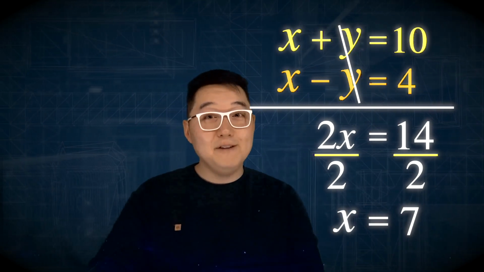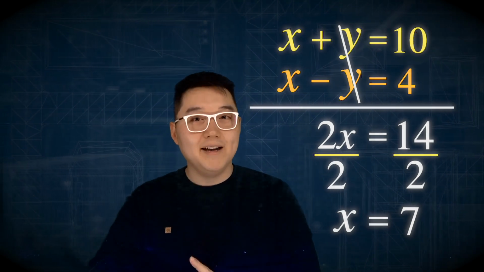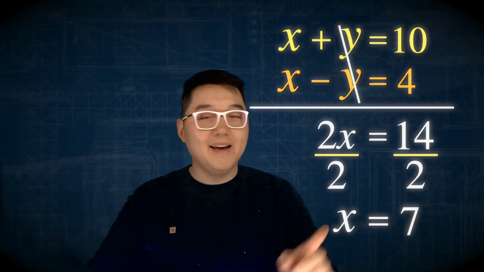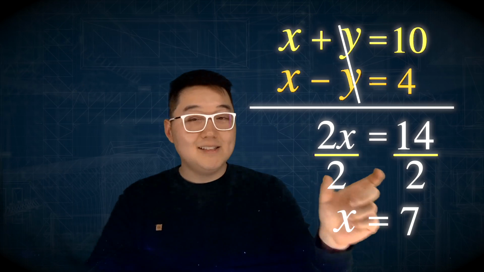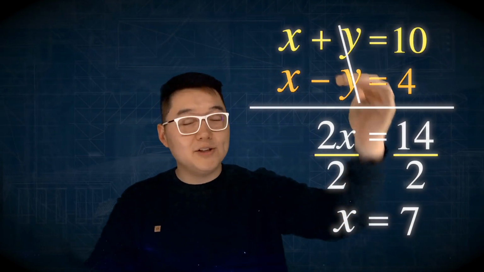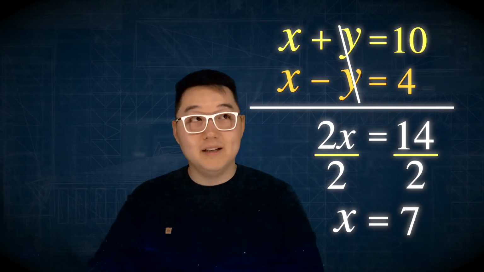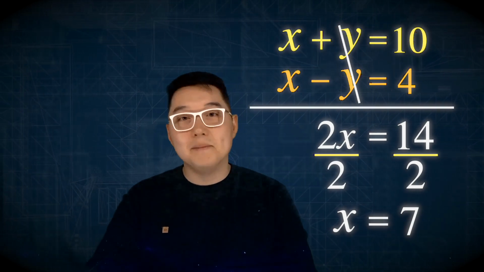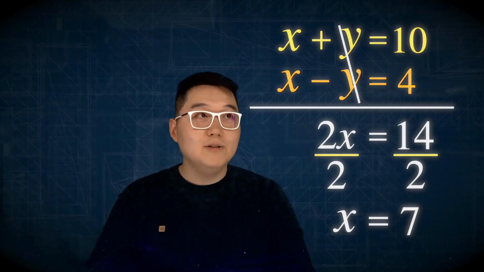Okay, so now how do you find the other number, y? Well, we already know that x equals 7. So we can take that number and plug it back into either of these two equations. It actually doesn't matter which one you plug it into, because either way, you'll get the same exact solution for y. So let's go ahead and do that.